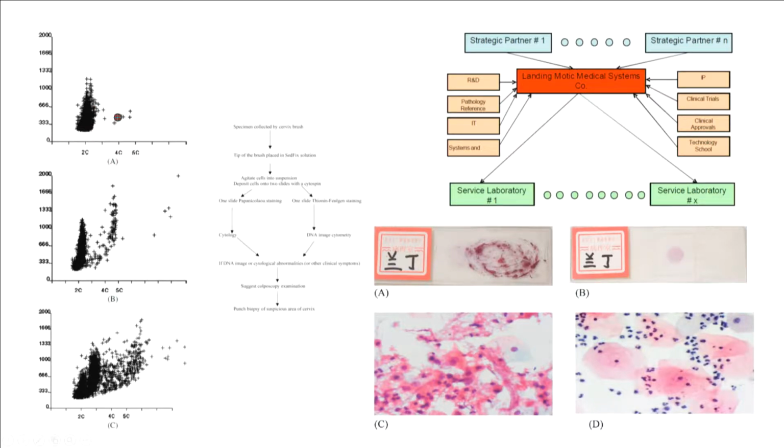So if the DNA content of a single cell is more than 5 times the content of a normal cell, then the cluster would detect that as an abnormal population of cells and would classify that as a possible cancer, which would assist in diagnosing or screening for cervical cancer.